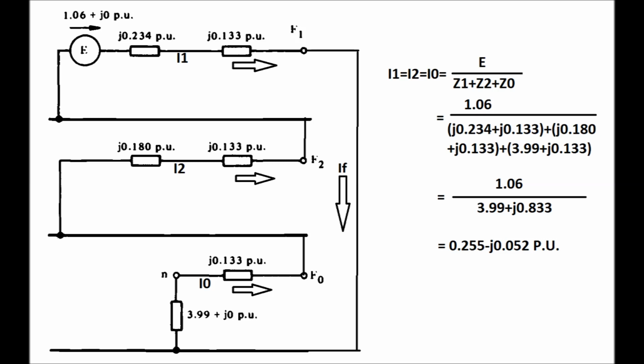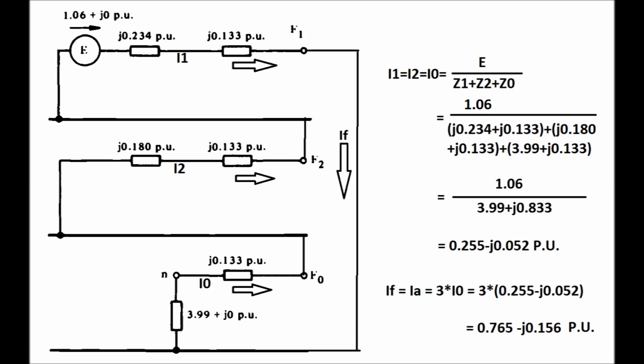So the value of I1, I2 and I0 comes as 0.255 minus j0.052 per unit. The value of the fault current IF is equal to IA. Let's consider the fault occurs in the red phase. So the value of the fault current in the red phase is equal to 3 into I0, which is equal to 3 into (0.255 minus j0.052), which is equal to 0.765 minus j0.156 per unit.